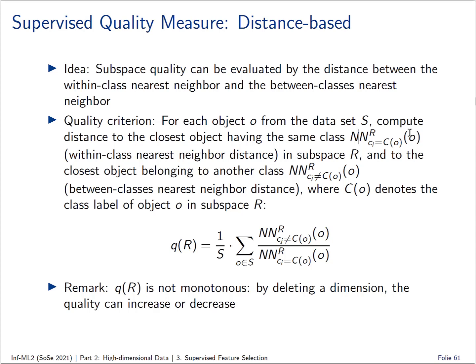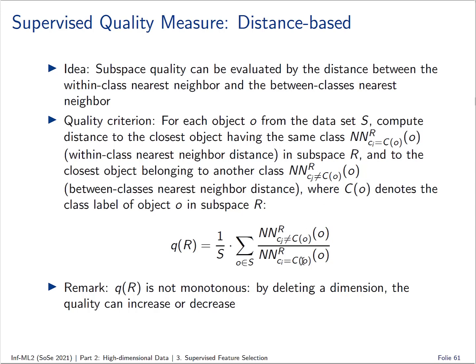And analogously for the between class nearest neighbor, which is denoted by this term here, of an object O, we look at all the objects that have a different class label than the class label of O, and again take the nearest neighbor. That is the distance to the between class nearest neighbor. Okay, that sounds similar, sounds reasonable.